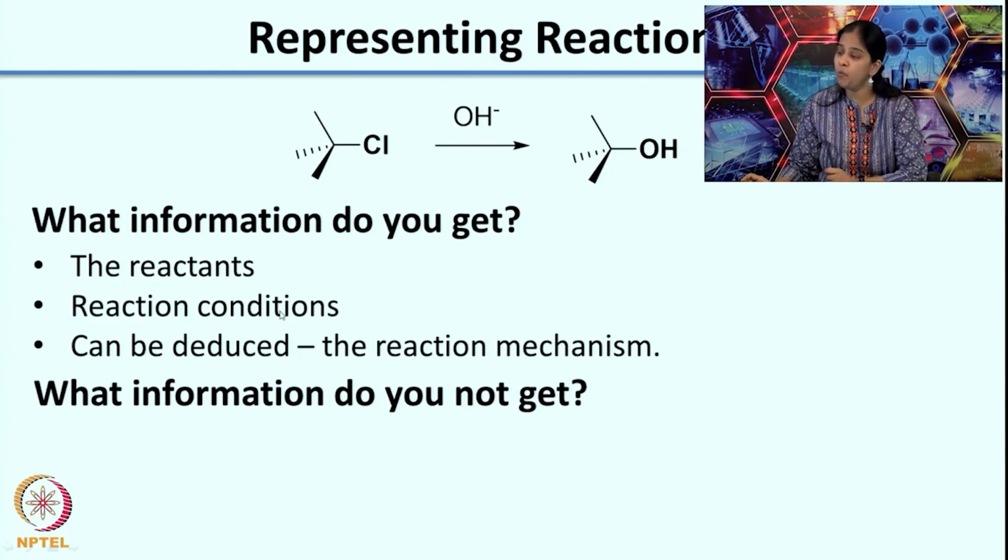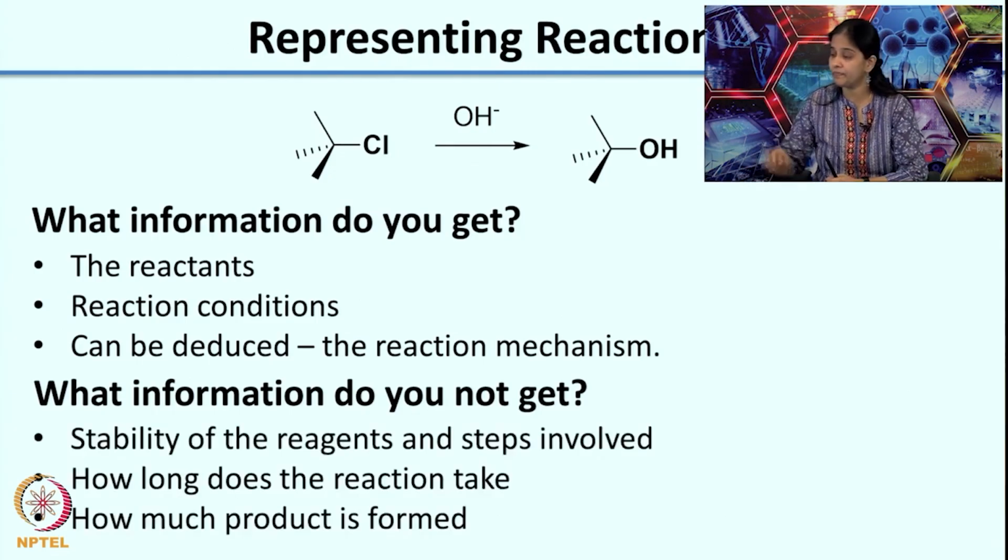Now what is not immediately apparent but can be deduced when you look at a representation like this is the reaction mechanism, and we looked at that last week. So with this representation you would get some idea about what could be a possible reaction mechanism. Now what is the information that you do not get? You will not understand the stability of reagents. Stability is in general correlated with energy. So you do not know how stable or how unstable a reactant or the product is, and you also do not know, going from this to this, what are the steps involved.